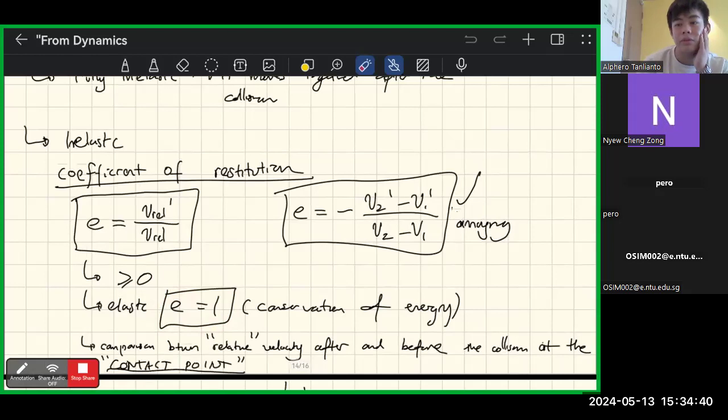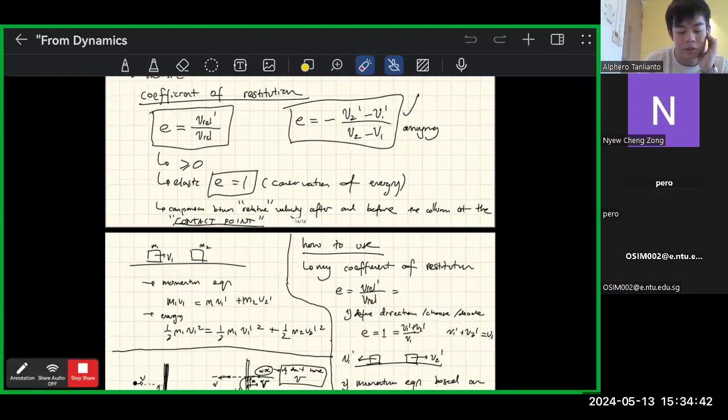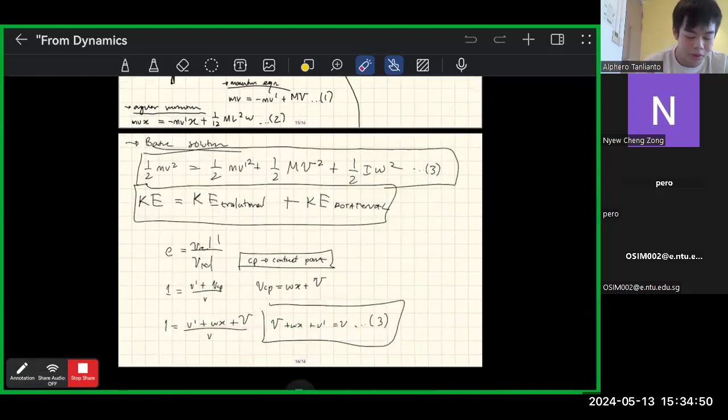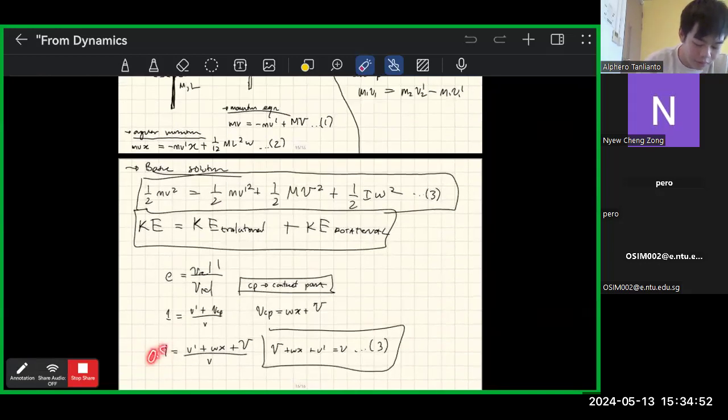But maybe if someone is teaching you the coefficient of restitution, they might test you, saying maybe e is half, and then you just write down e is half. E in between 0 and 1 is the real life problem kind of thing. Because in real life, some part of the energy is not conserved.